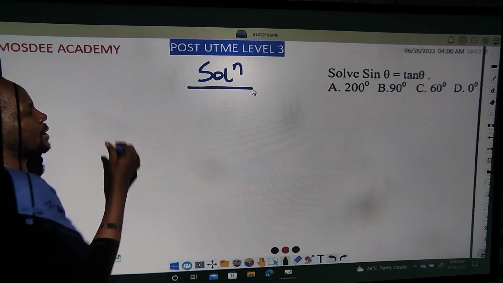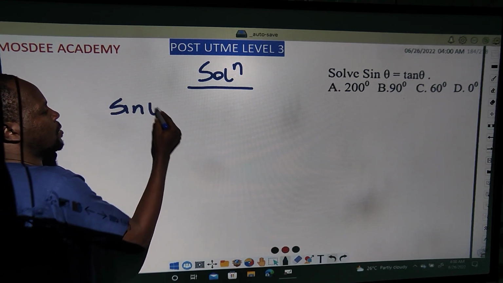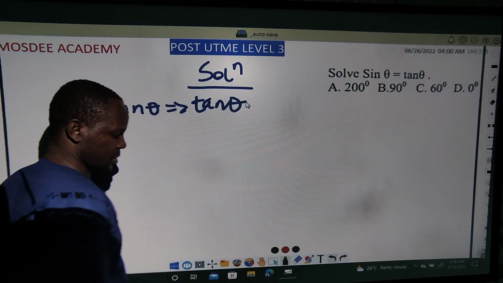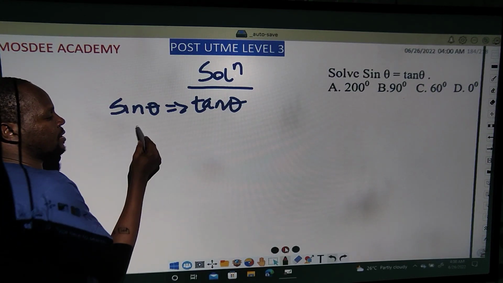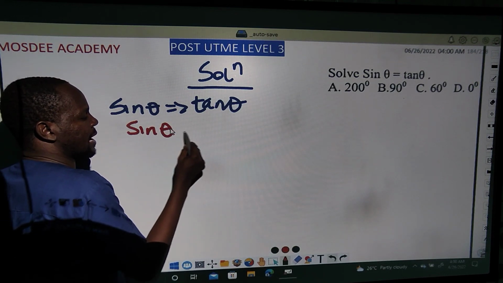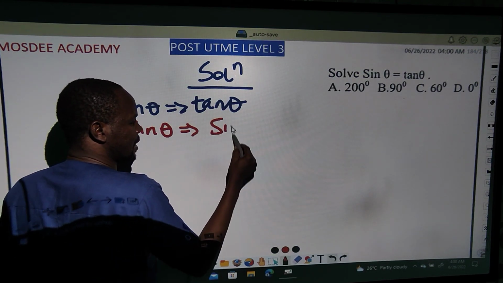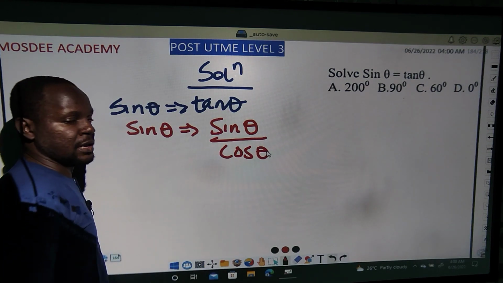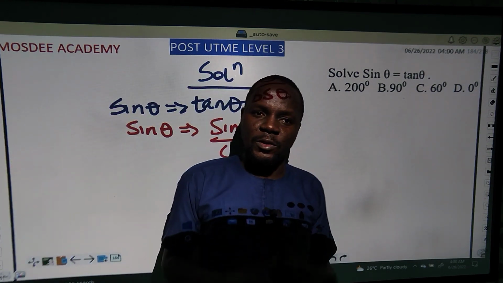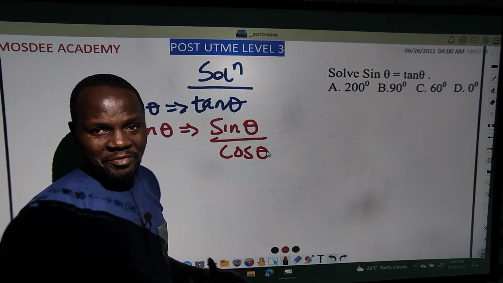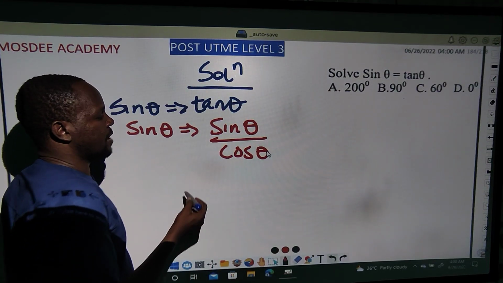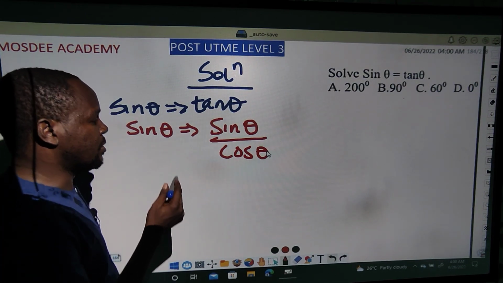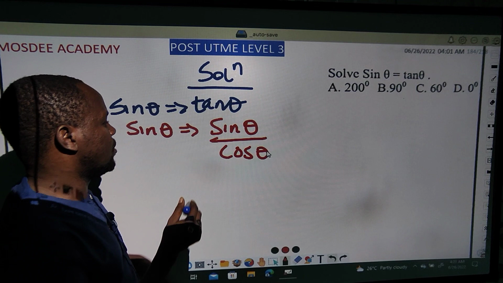Then under the solution, we can say sin theta is equal to tan theta. Given question required to solve is this. Then solving, we can now say sin theta, from the identity, we know tan is sin theta over cos theta. Everybody knows. And if you don't know, there's always a first time for everything. So just enjoy this. Then from here, we can cross multiply. You need a value for what? Theta.